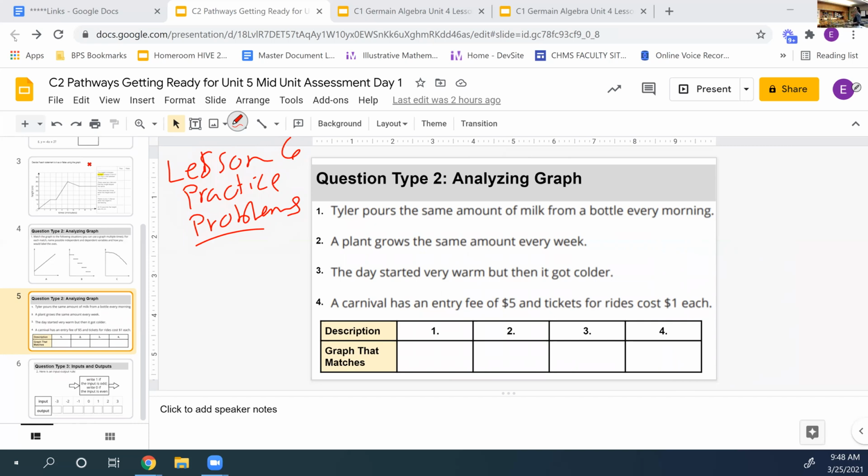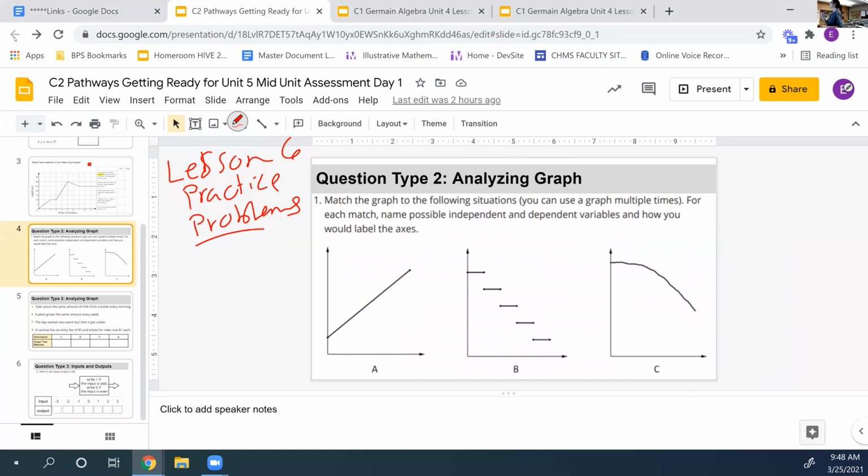Very good. Now, we're looking here and it says Tyler pours the same amount of milk from the bottle every morning. So which one of these graphs shows Tyler pouring the same amount out of the bottle every morning? A, B, or C? Which one are we thinking here?